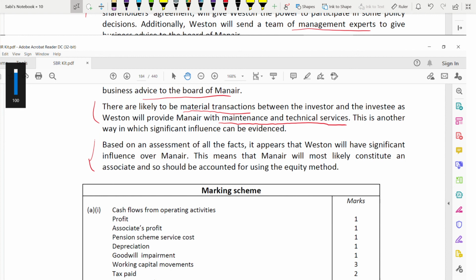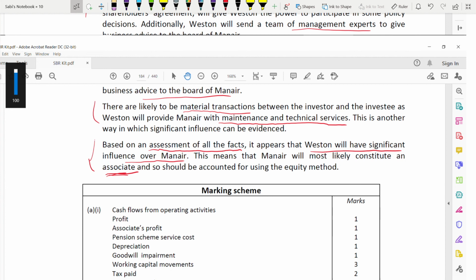So based on an assessment of all the facts, okay, this is how you give a conclusion like an advisor. You need to write that you have seen all the facts, and based on that, it appears that Weston will have significant influence over Minor. Okay, this is your conclusion. This means that Minor will most likely constitute an associate. Okay, so if they are an associate, what should they do? It's not enough to say they are an associate and stop with it. Definitely, the examiner has asked you why it's an associate. Why accounting treatment? They are interested in accounting treatment only.